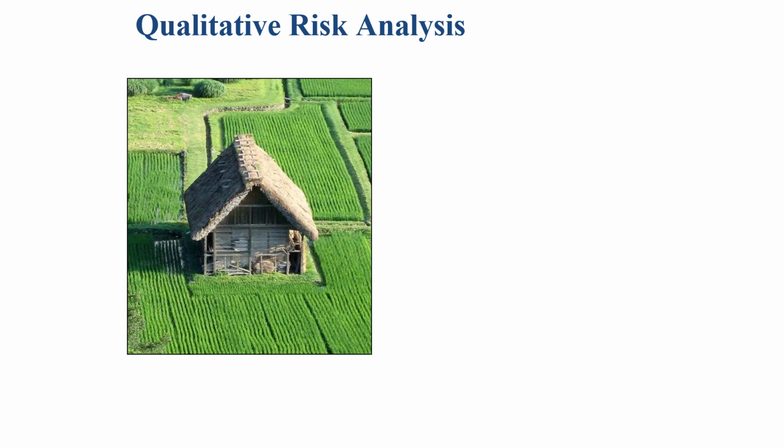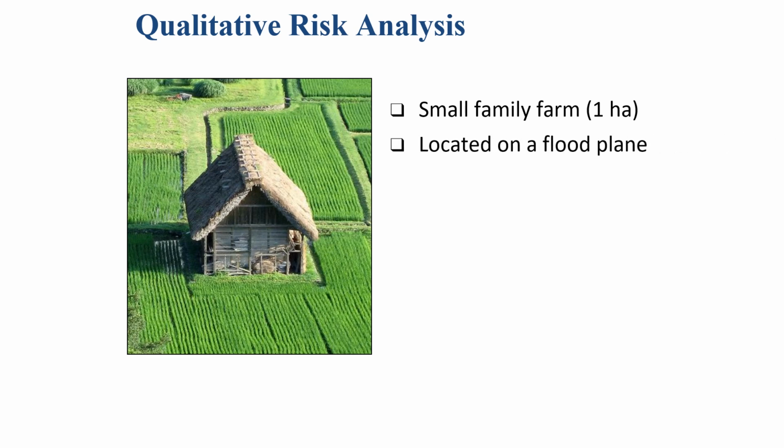Now let's use a simple example to understand more about qualitative risk analysis. Imagine there is a small family farm with 1 ha of land. The farm is located on a floodplain and experiences regular floods.